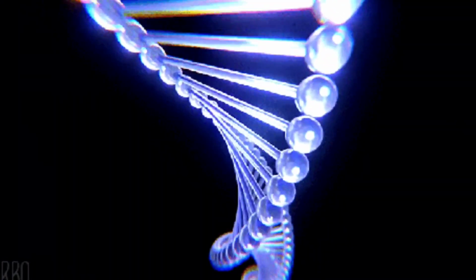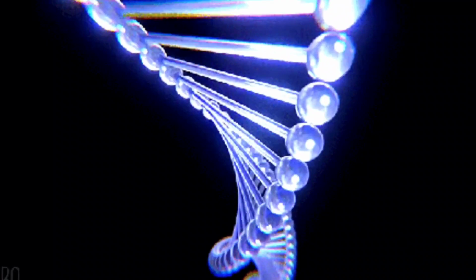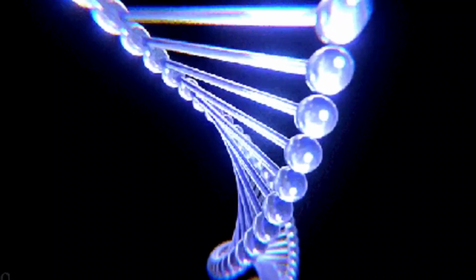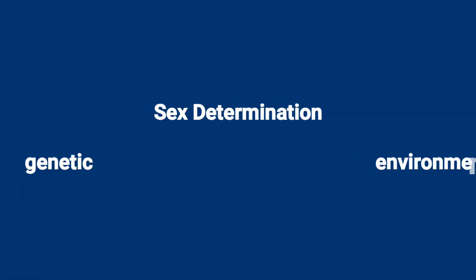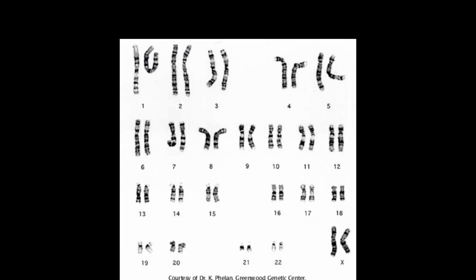These chromosomes are made up of DNA. DNA is nothing but deoxyribonucleic acid. The segment of a DNA is called a gene. Now we can see the sex determination in living organisms.